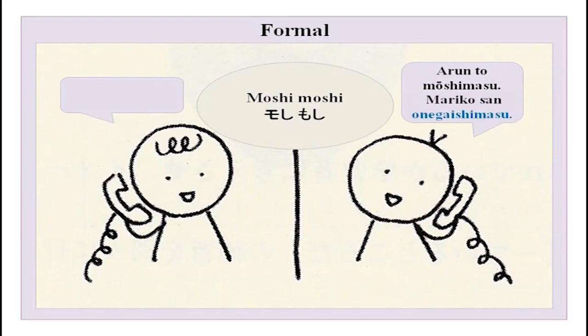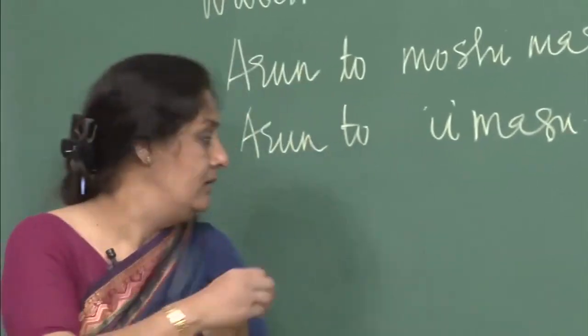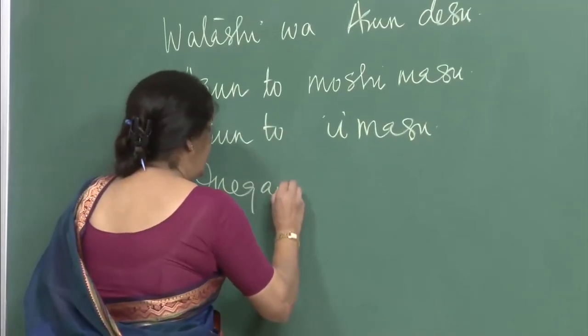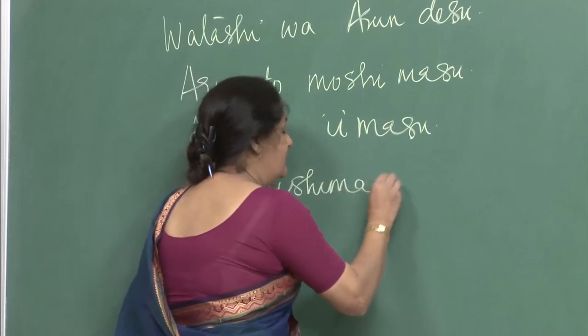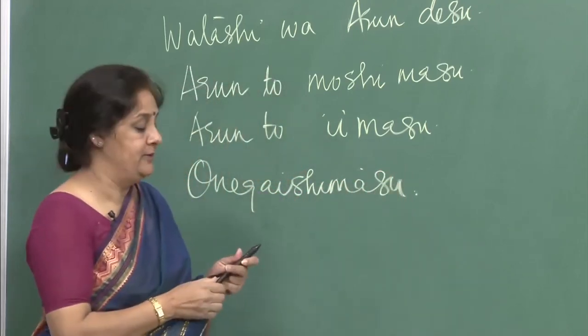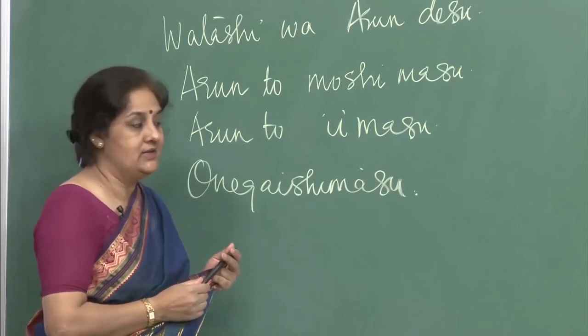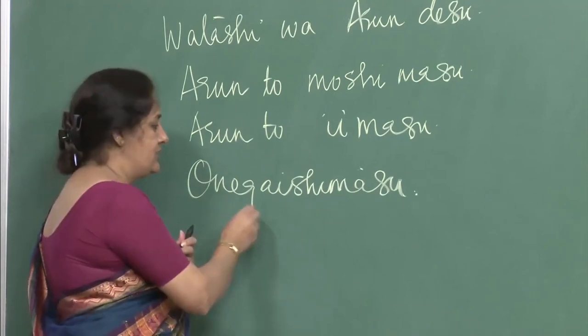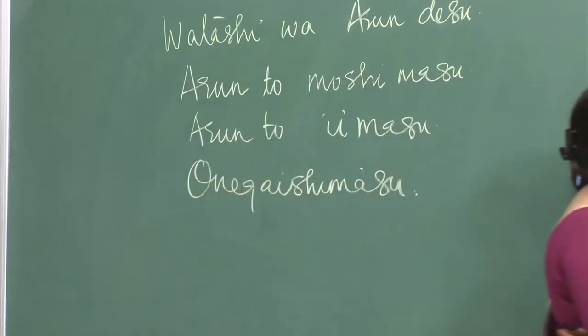And then, if you want to call someone, say maybe your friend, you want to inquire whether the friend you want to know about is in office or in that place or not, what would you say now? Mariko-san, onegai shimasu. Onegai shimasu is actually a request. It means please do as the verb says. It is a request. You make a request to the listener to do as the verb is saying.